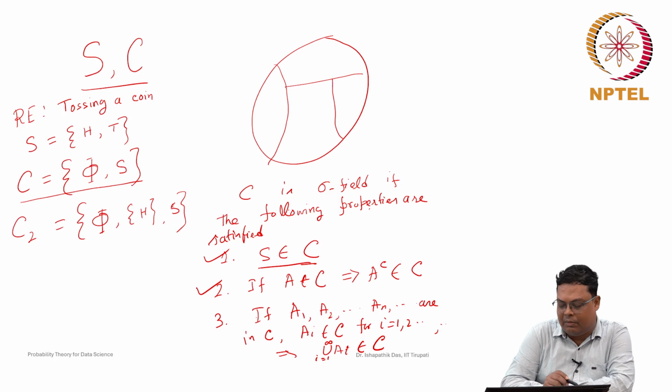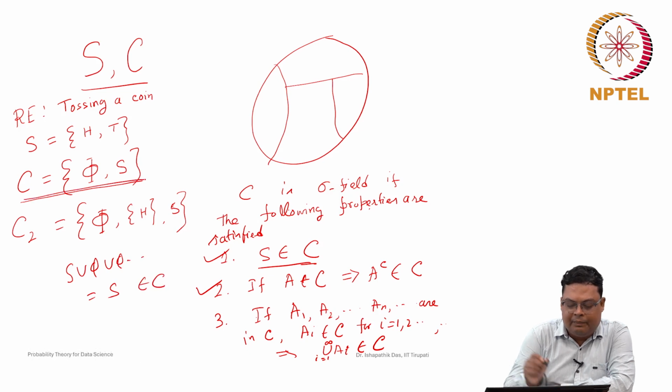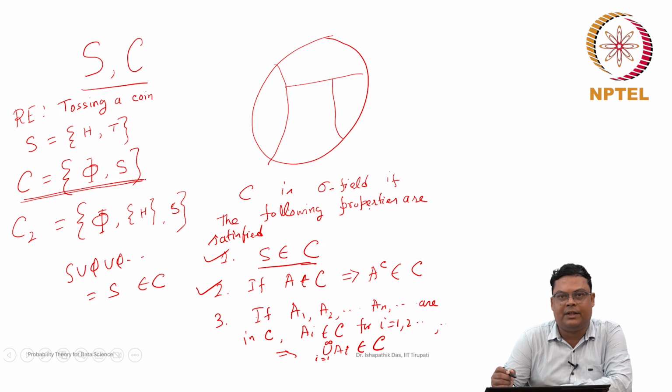So, take an infinite collection of elements in C, then the union will be nothing but S union phi, S union phi like that. That also belongs to C, because this is nothing but something which belongs to C. So, that is why this is a sigma field.